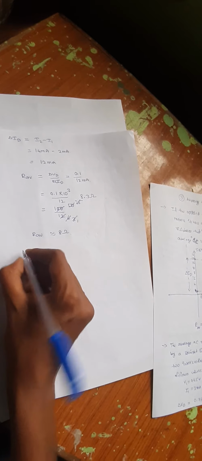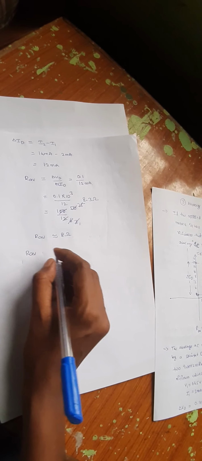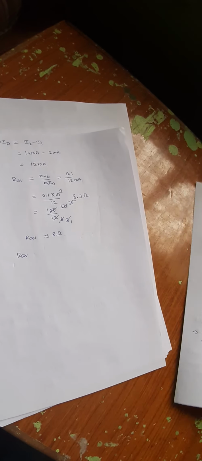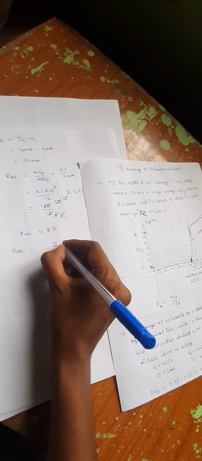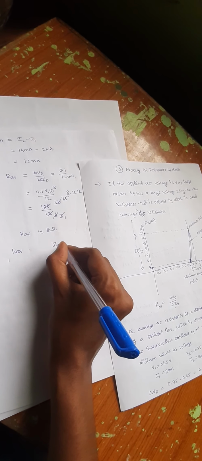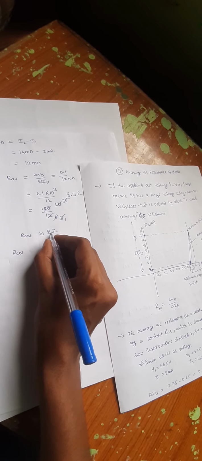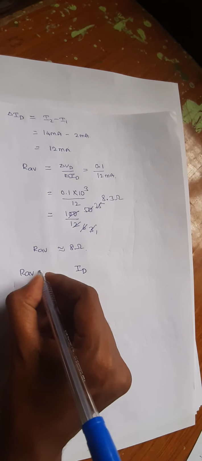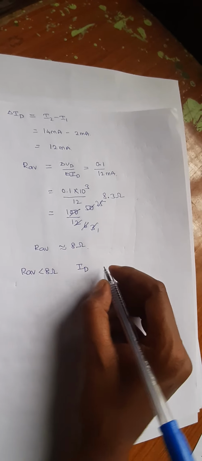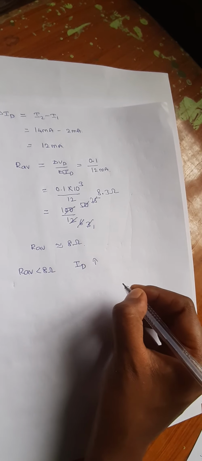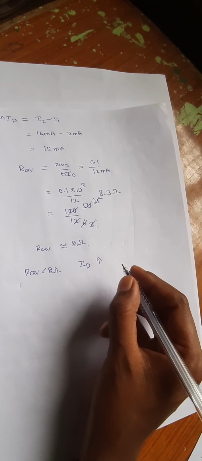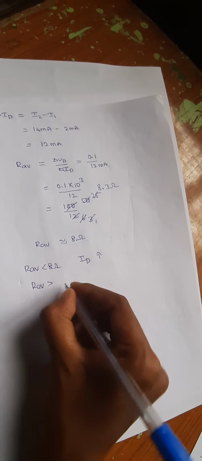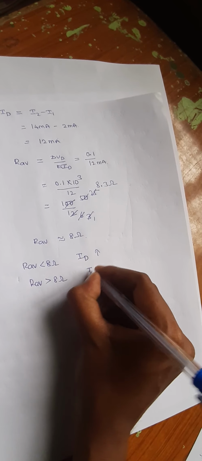So this 8 ohms is the R average. The current ID is maximum for the average of 8 ohms. If this average resistance is less than 8 ohms, the current will be high, so there is an increment of current and we have high values of current. If this average resistance is greater than 8 ohms, then we have very low values of current.